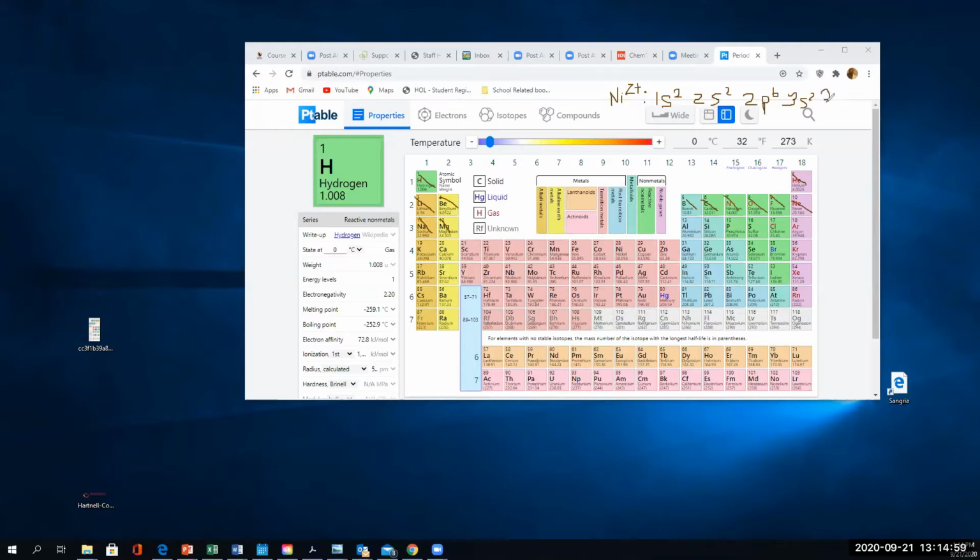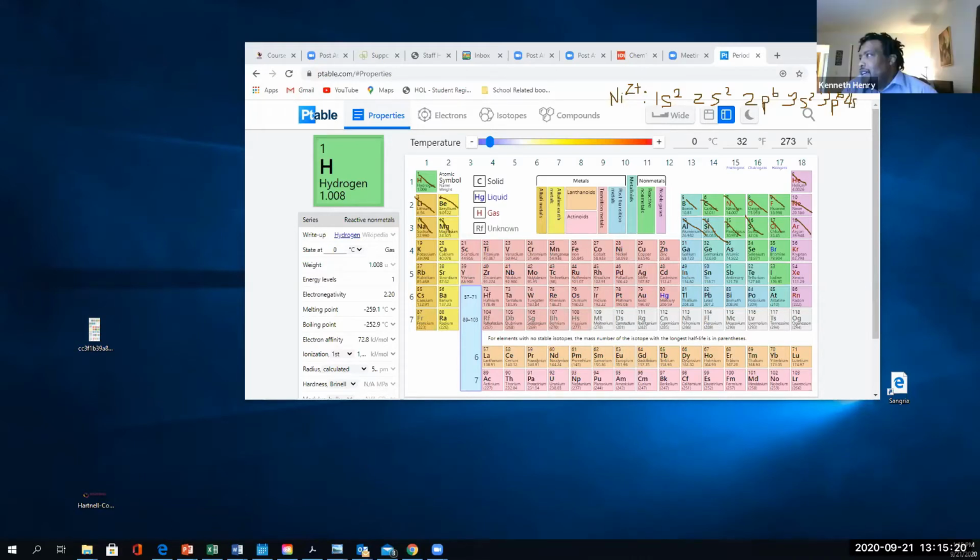I don't want to hog this entire Zoom meeting, so how about someone else does it? Okay, what's after 3p6? 4s2. And then? So we're at 4s2. That gets us down here. Will it be 3d8?